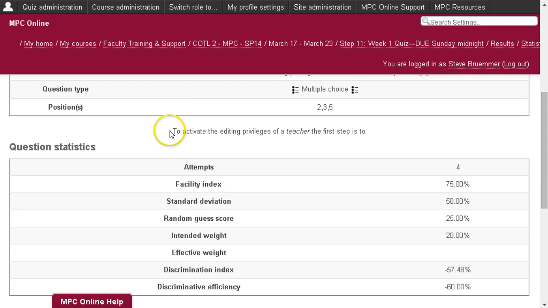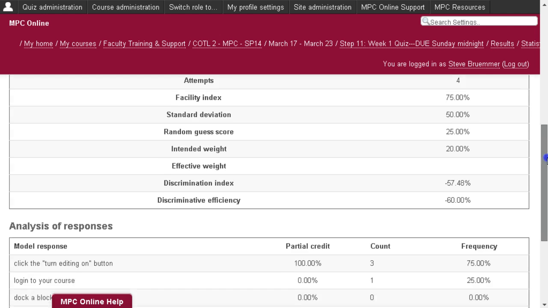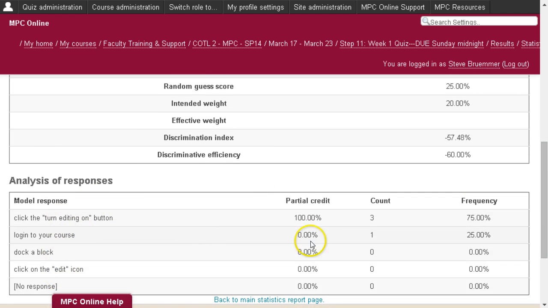The question is, to activate the editing privileges of a teacher, the first step is to, and here are the 4 possible answers. Students only chose answers 1 or 2. The first answer, click the Turn Editing On button, was the correct answer according to this quiz, and 3 people chose it.